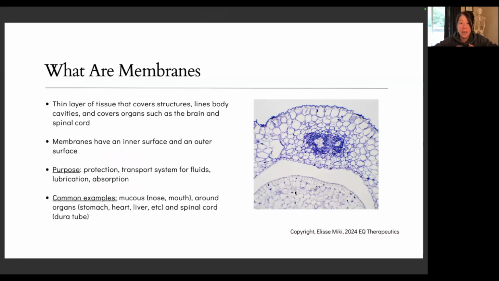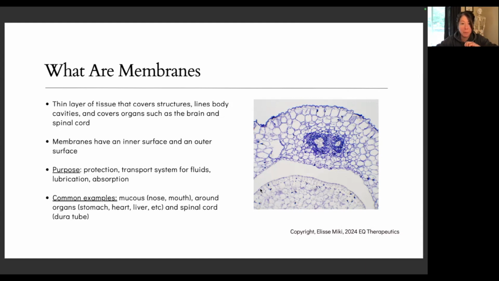They generally line all the body cavities, and they cover things such as organs, which includes the brain and the spinal cord. More specifically, in our study for cranial, this is relevant. Membranes will have both an inner surface and an outer surface. As you can see here in the picture on the right, this would be our outer surface of the membrane, and then our inner surface of a membrane.